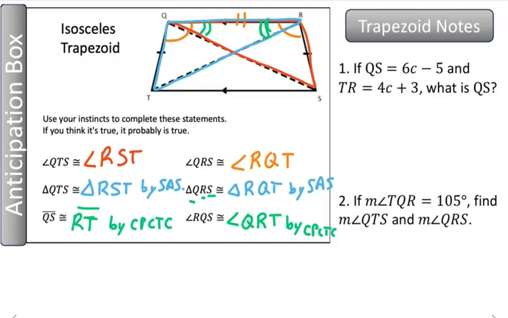All right, so we said that the diagonals of this isosceles trapezoid are congruent. We said that right here. So if those are congruent, then it means their measures are equal. And so if we have an expression like 6c minus 5 as one of the diagonal measures and the other one as 4c plus 3, we can set them equal to each other.